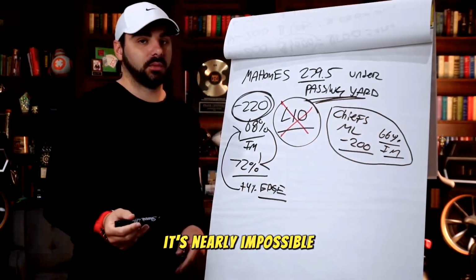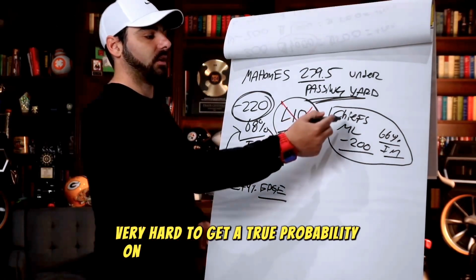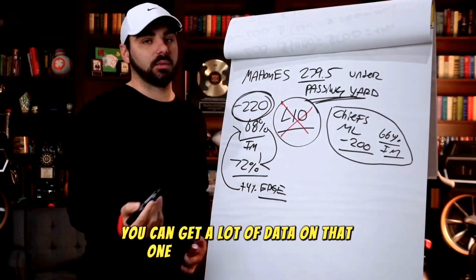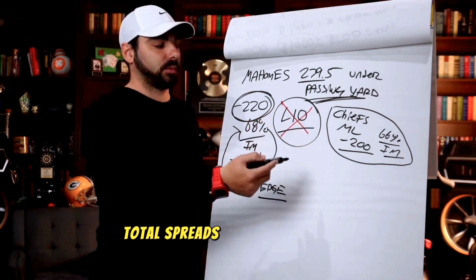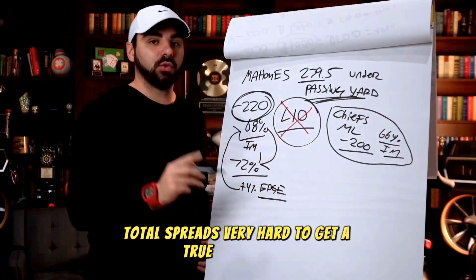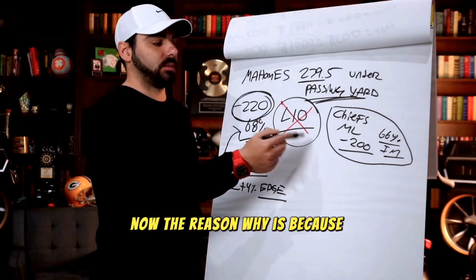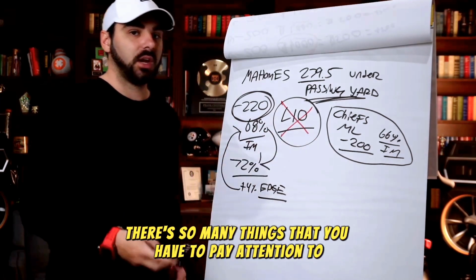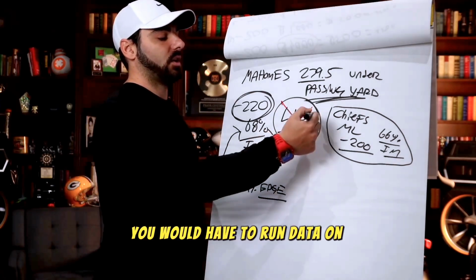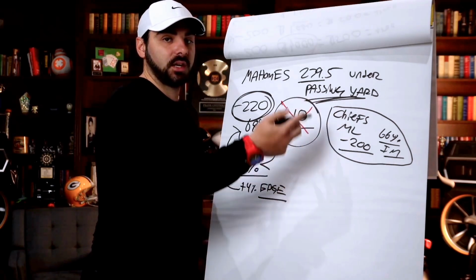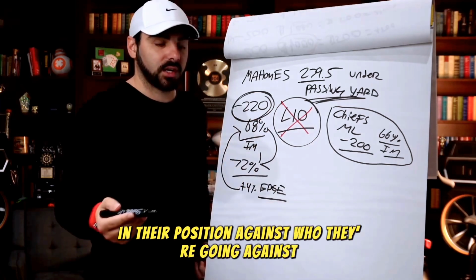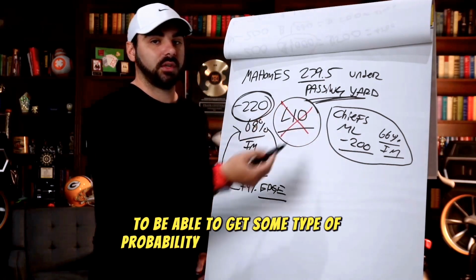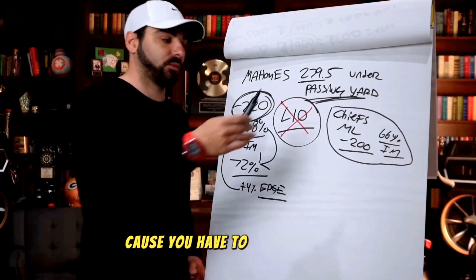It's nearly impossible. It's very hard to get a true probability on a money line play. Player props, you're looking at that one player, you can get a lot of data on that one player. With money line, totals, spreads, very hard to get a true probability. Now, the reason why is because there's so many variables on a team. There's so many things that you have to pay attention to and you have to run data on. You would have to run data on every single player on the Chiefs in their position against who they're going against and against their season stats to be able to get some type of probability of if they're going to win compared to the other team, because you have to run both sides.